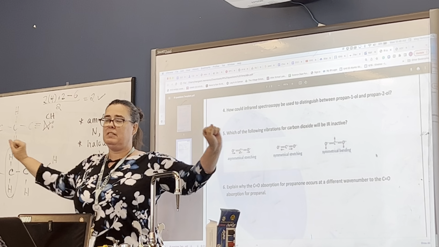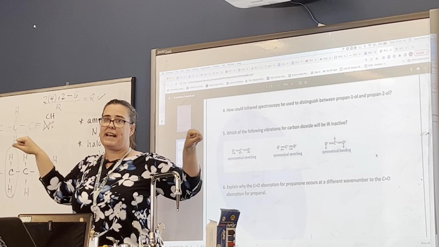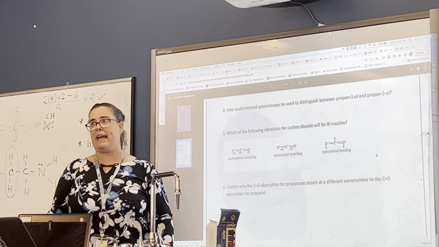Symmetric stretching. They're equally matched. So even though each bond dipole is changing, they exactly cancel. So this one would be IR inactive.